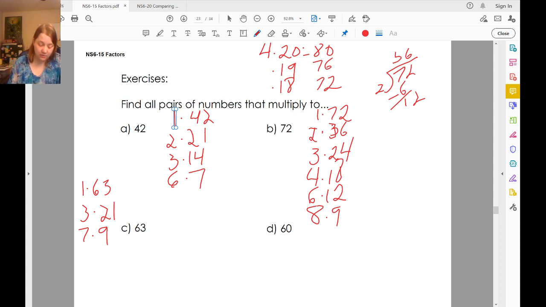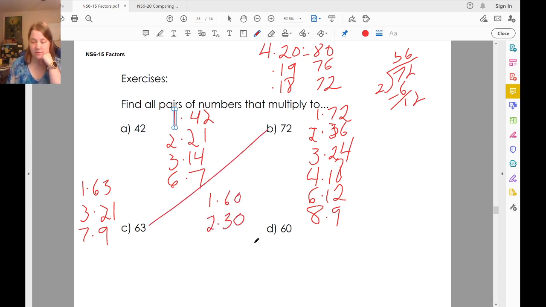First thing, I know 1 times 60. 60 is even, so I know I can do 2 times 30. And then 3 times 20 is 60. 4 times, well, I know that 4 times 10 is 40.